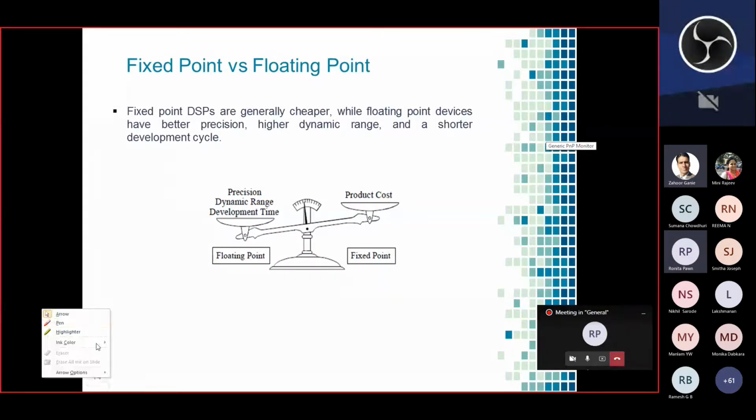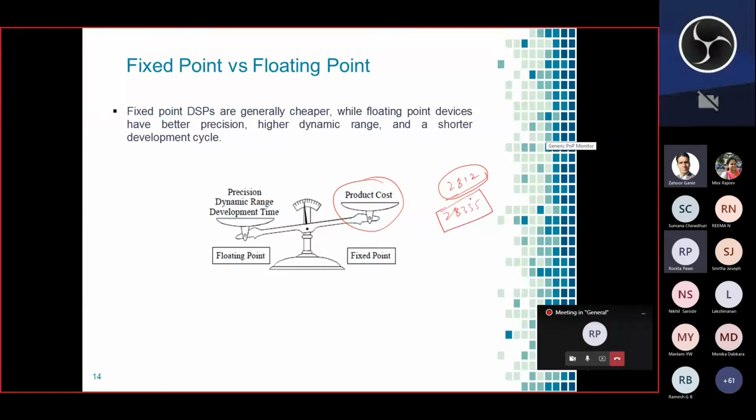To conclude on floating point and fixed point, you can generally say that the production cost of fixed point processors is very, very low. That's why when we compare 2812 with 28335, people say that 2812 is sufficient for very low cost systems. But when 28335 was introduced, it overtook all the drive applications from 2812, since it has floating point processing, not fixed point.